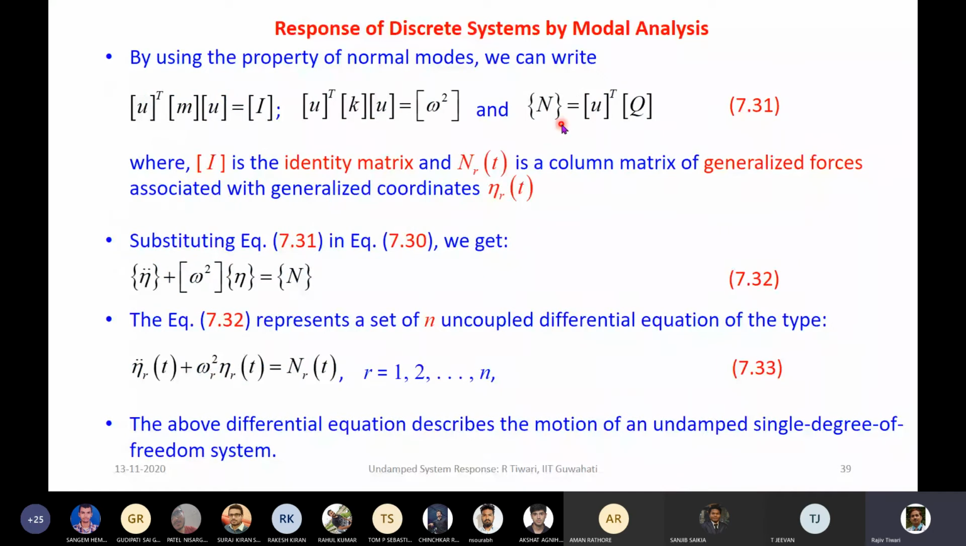This is an imaginary force which is acting in those uncoupled equations. So now if you see, if we substitute this in the equation of motion, we'll get the equation of motion like this, because this is the identity matrix. So these are uncoupled equations.